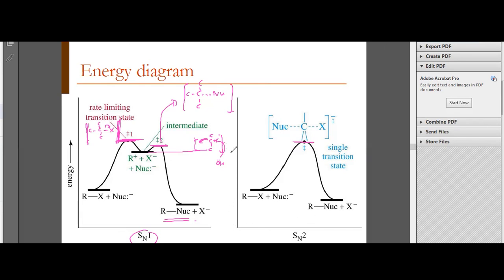Okay, you can see that the first peak is higher compared to the second one. So this is what we call the rate limiting transition step or rate determining step here, because it has the highest energy.